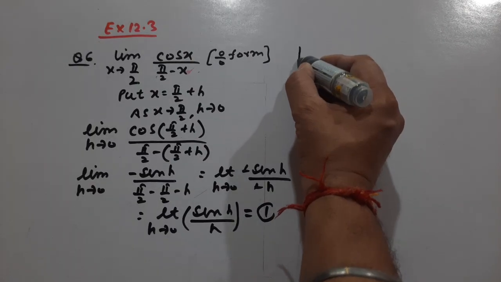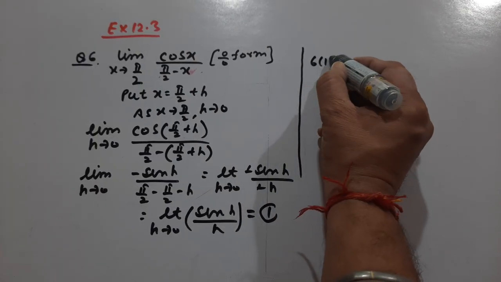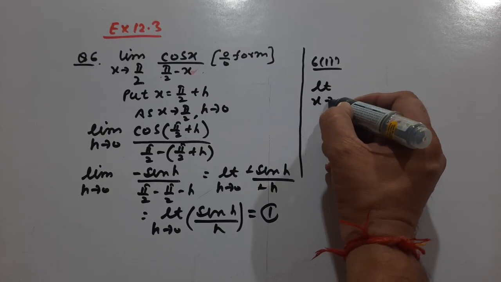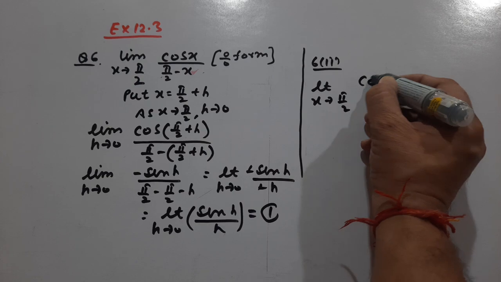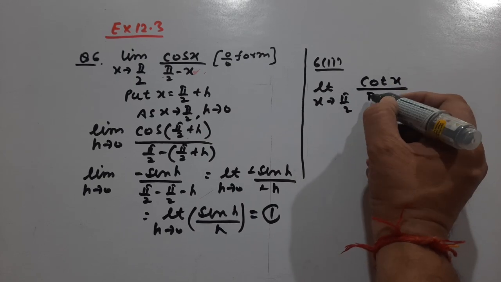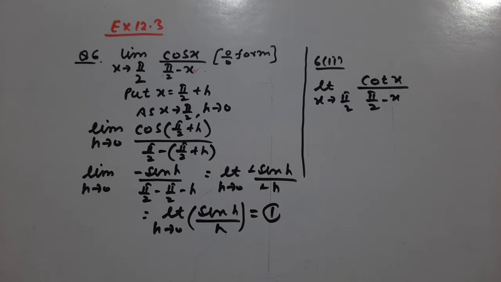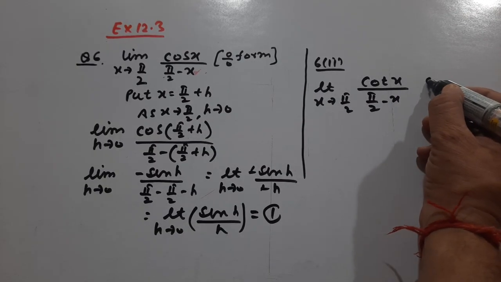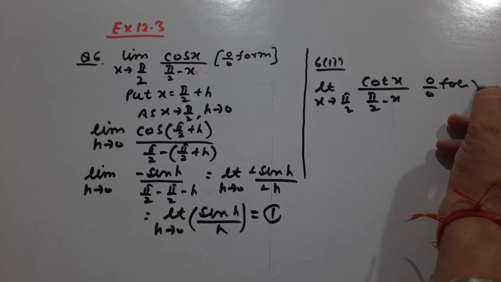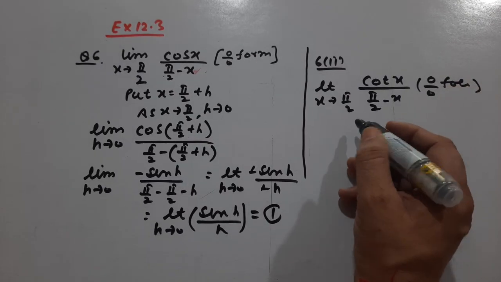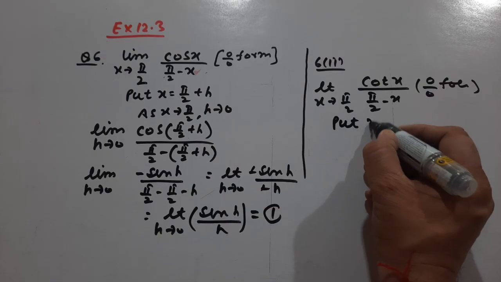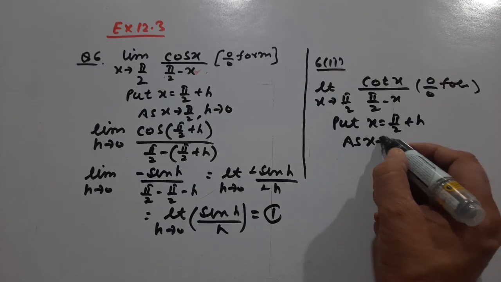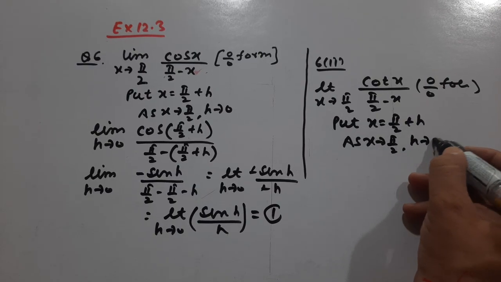Now let us do the second part. Sixth question, second part. Now the question is limit x tends to pi by 2 of cot x upon pi by 2 minus x. Again, if I put x equal to pi by 2 over here, then we get 0 upon 0 form. So to find the limit, we again put x equal to pi by 2 plus h. As x tends to pi by 2, h tends to 0.